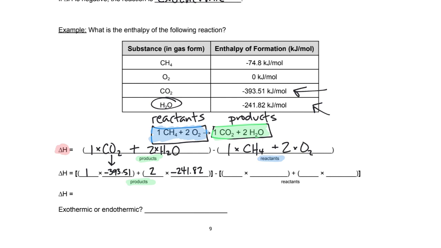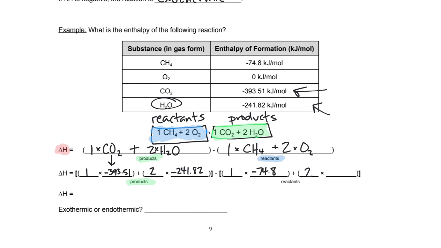On the reactant side, I'm going to do the same thing. I'm going to start with CH4. I've got 1 mole of CH4 that I'm using. CH4 has an enthalpy of formation of negative 74.8. And then I've also got O2. Now, O2 has 2 moles, but O2 is a little bit of a special case here.